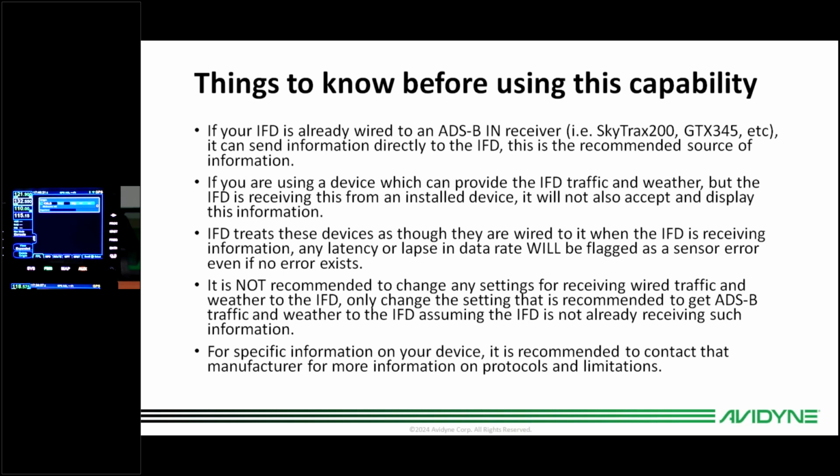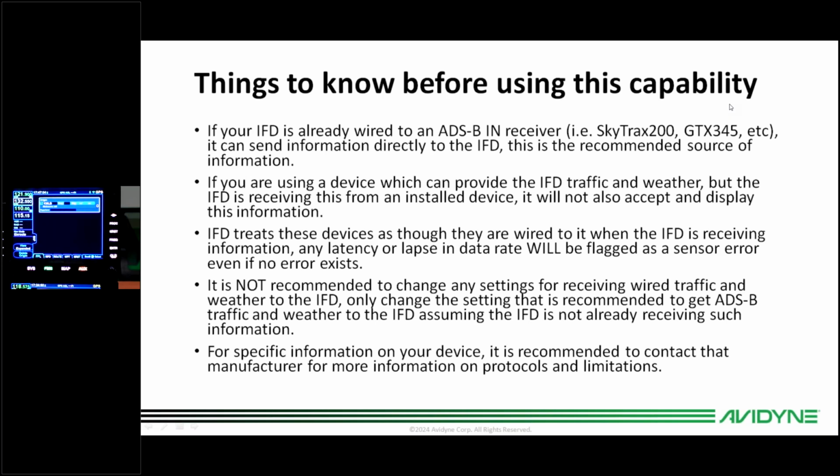So if you're using a device like a Stratus3, which is one of the portable devices that can provide the IFD with traffic and weather, and the IFD is already receiving information from an installed device like a Skytrax 200, it will not accept and display the additional information. The IFD treats these devices as though they are wired devices. So sometimes there is a degree of latency or a lapse in the data rate from these devices to the IFD, and the IFD does not know the difference between a certified wired device and a non-certified Wi-Fi capable device.